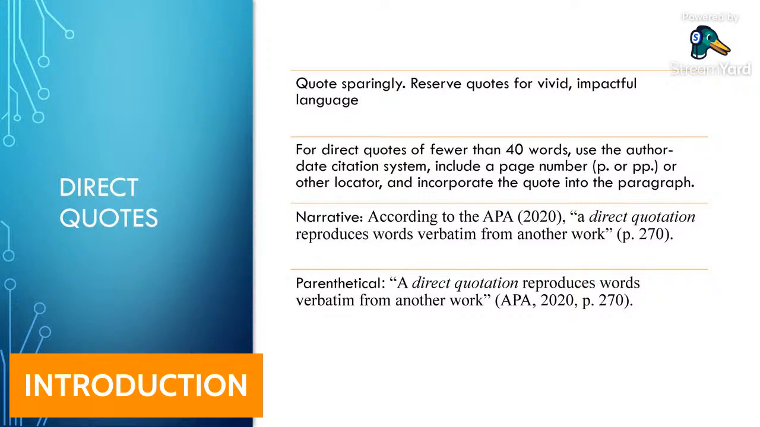Basically, there are two types you can see in the slide, and how we have to quote them with a different protocol. First of all, in the first, narrative section, APA 2020 is in the front, and in the second one it is APA, comma 2020, comma page number 270 at the last. So here is the difference in both.